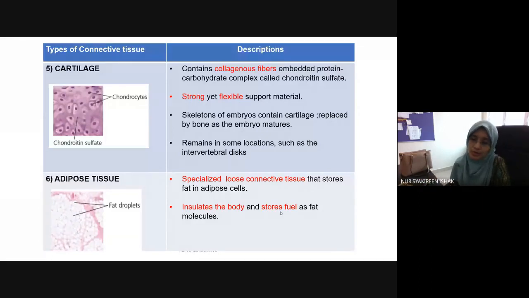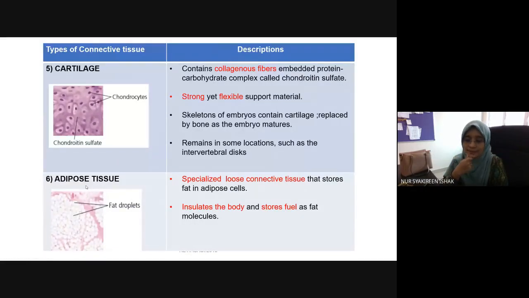Tapi kalau contohnya awak puasa kan, pagi ni awak tak sarapan lagi, you are lacking glucose for example, so your body will turn to fat. Okay, that are stored in the adipose tissue to be used as fuel for cellular respiration lah, faham? Okay, so itu kegunaan fat lah yang disimpan dalam adipose tissue.